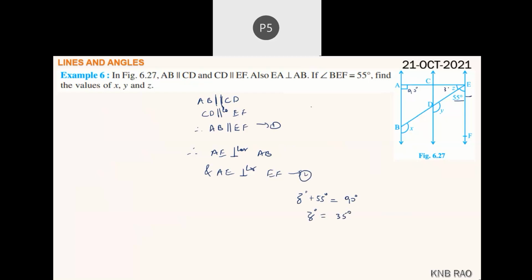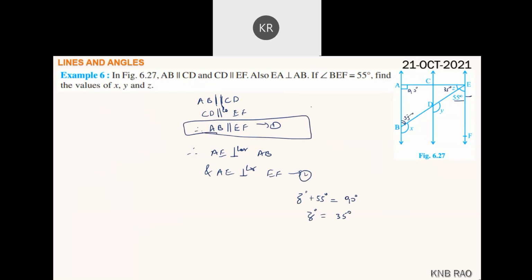Y is equal to 135. If z is 35, then this angle should be 55 degrees. Okay, that is one way. The other way: angle ABE equals angle FEB, because they both are alternate interior angles. From this only I can say, correct now?